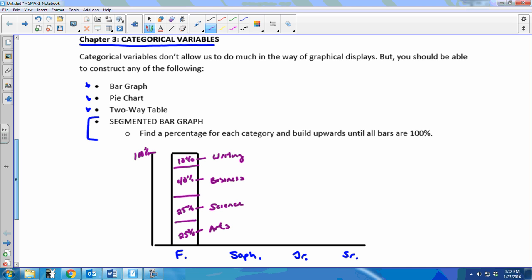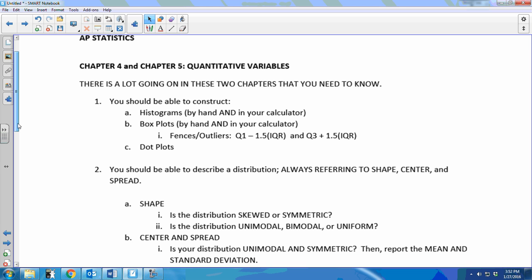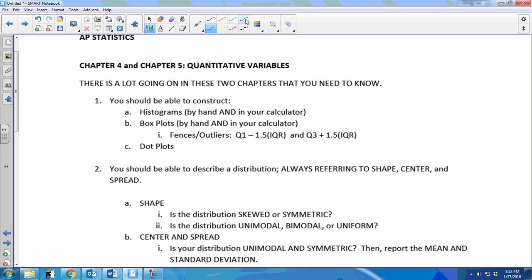Again, you should be able to look back at all of this in your book and your notes and your old quizzes and things. So make sure you're looking back at this. But other than that, there's not much you can do with categorical variables. Chapter 4 and 5 both talked about quantitative variables, and we talked about what we could do with that. This is the big chunk of what's happening in Unit 1. Unit 1 and Unit 2 combined make up about 20% of the AP exam, and I would say of that 20%, a lot of it comes from Chapter 4 and 5.